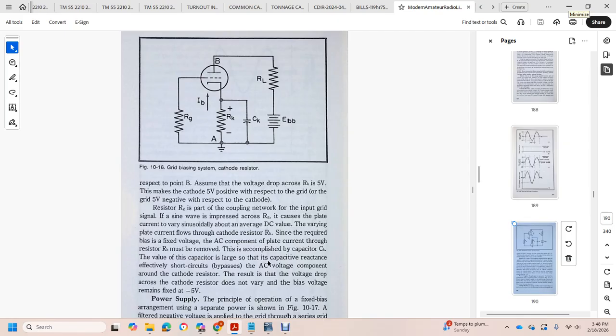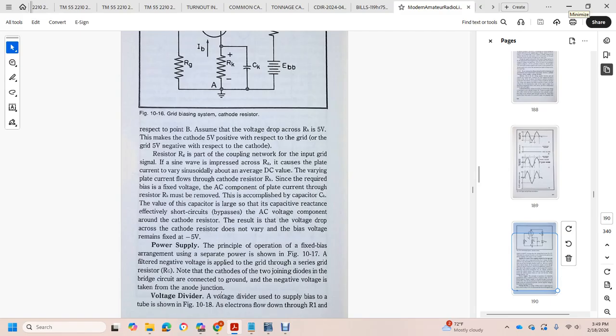The grid resistor is coupled with the input grid signal in the same way, with the signal impressed across the grid resistor. The plate current varies around its average DC value, and the varying plate current flows through the cathode resistor. To require a fixed voltage, the AC component of the plate current through the cathode resistor must be removed. This is accomplished with a capacitor whose value is large, so that its reactance is small and effectively short circuits, bypassing the AC voltage component around the cathode resistor. The result is that the voltage drop across the cathode resistor does not vary, and the bias voltage remains at negative 5 to 6 volts.